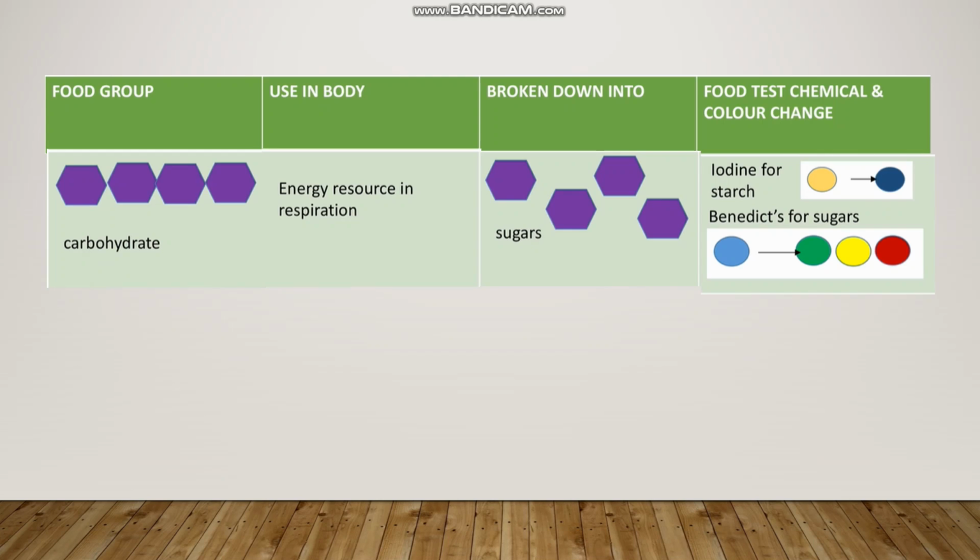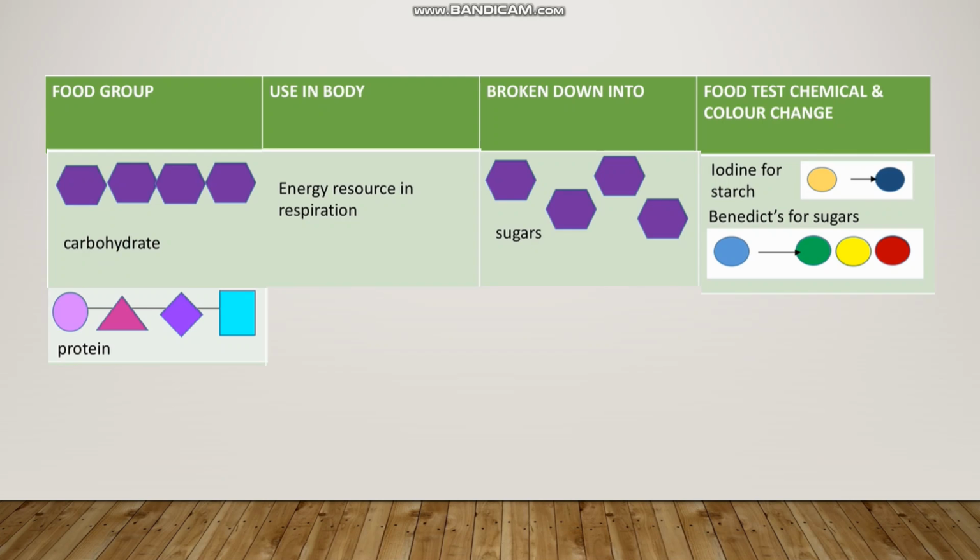or black. To test for sugar, Benedict's solution is used. It starts off blue, and we need to mix it with the sugar sample and heat it. If there's a low level of sugar, you'll get a green color, and if there's a high level of sugar, you'll get a brick red color.